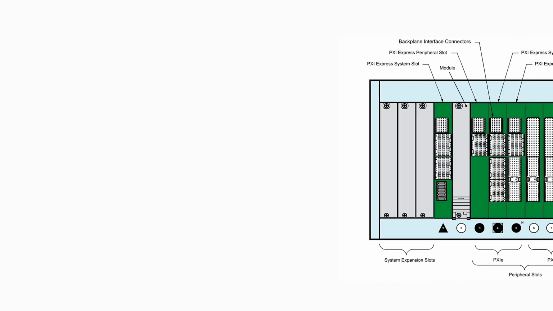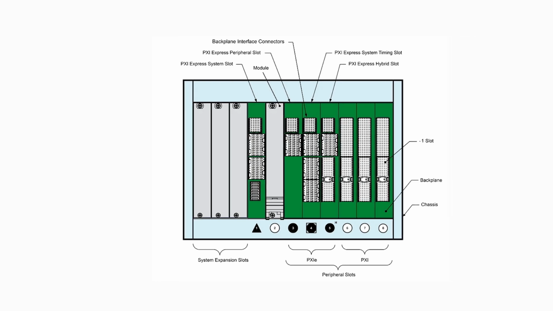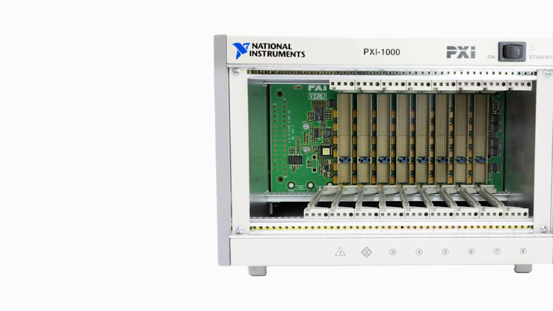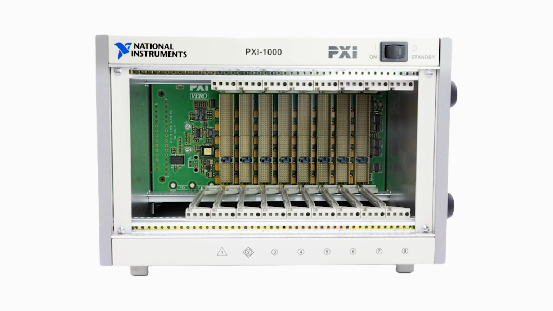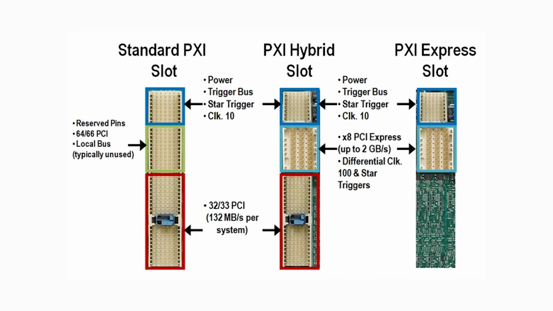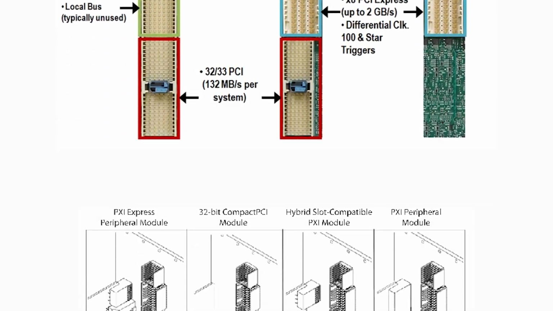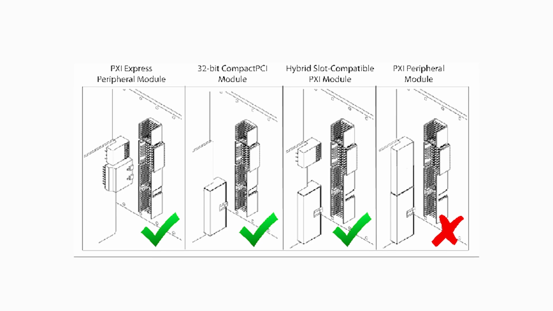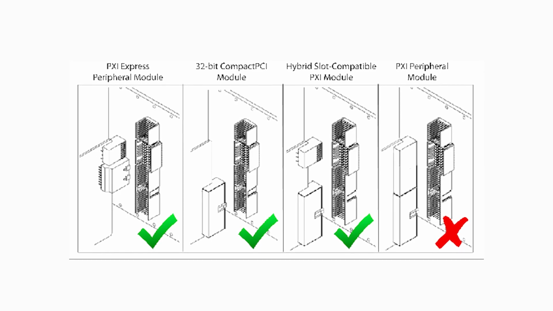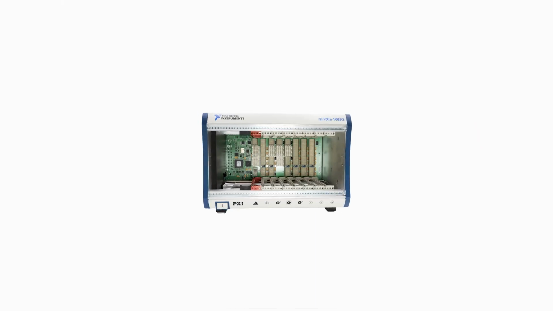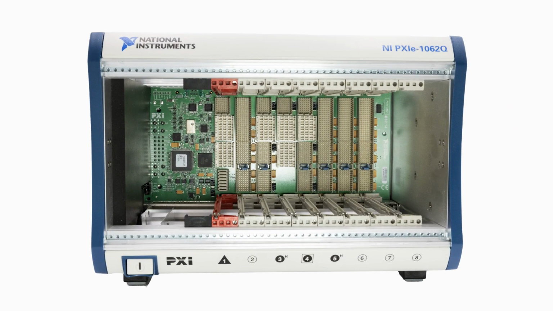Now let's take a look at backward compatibility and module types. PXIe supports both PXI and PXIe modules, so you can use older PXI cards in a PXIe chassis. However, PXI chassis cannot support PXIe-only modules. One important detail to know is that some PXI modules come in both standard and hybrid options. A hybrid-compatible module has a different connector type, allowing it to work in either a PXI or PXIe hybrid slot. If you're working with a mixed system, choosing hybrid-compatible modules can maximize flexibility.